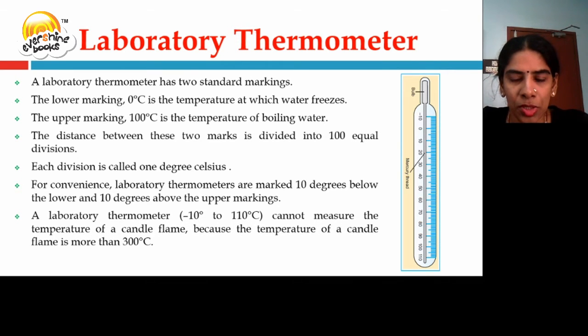A laboratory thermometer cannot measure the temperature of a candle flame. Why? This is because the temperature of a candle flame is more than 300 degrees Celsius. So, we can use the laboratory thermometer only in the range of -10 to 110 degrees Celsius. Below -10 or above 110, the temperature of a substance cannot be measured using a laboratory thermometer.